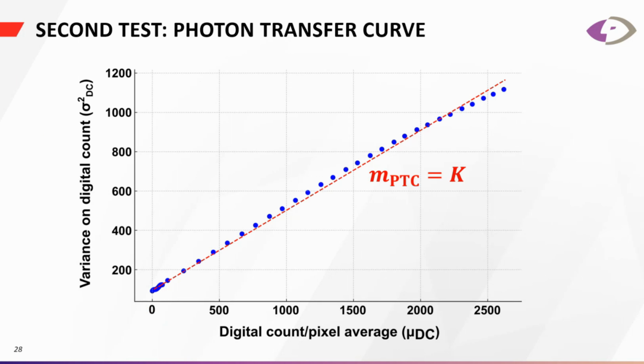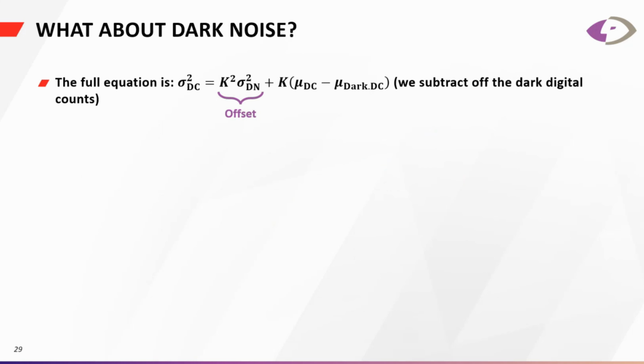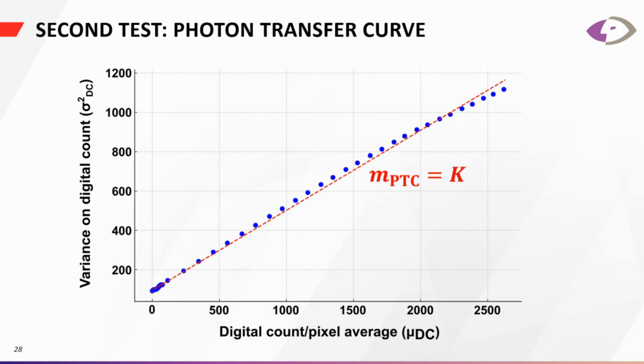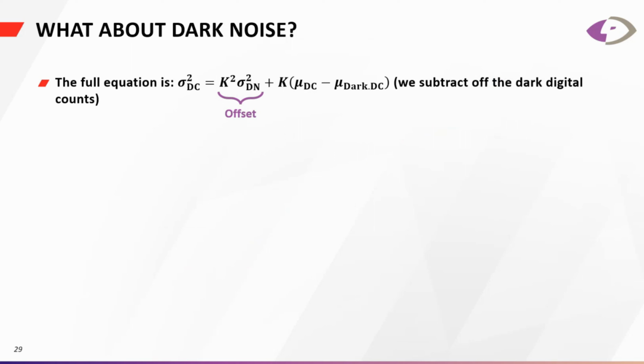Now here's the full quantitative equation, just for completeness. You subtract off the digital dark counts here, and this term here is called the offset. So you'll notice in the previous graph that it doesn't start exactly at 0 on the y-axis. There's a little bit of an offset. And it turns out this is what that offset is. So the value is the offset of the line when the average of the counts is closest to 0. And that's the dark noise itself.